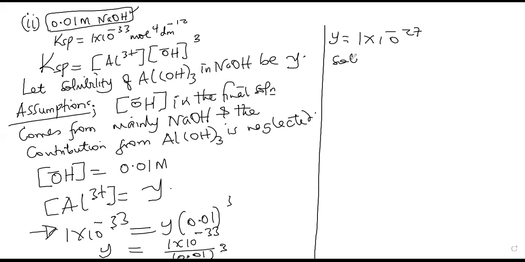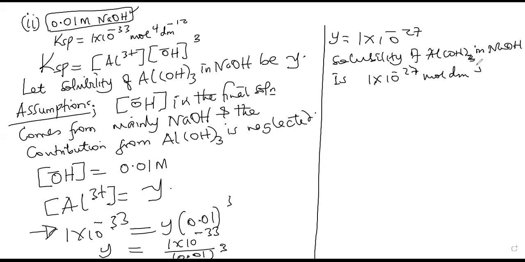Implying that the solubility, because you had let it be Y, so the solubility of aluminium hydroxide in sodium hydroxide is 1 exponent negative 27 moles per decimeter cubed. Now, after getting this, we have the solubility in water and the solubility in sodium hydroxide, the common ion.